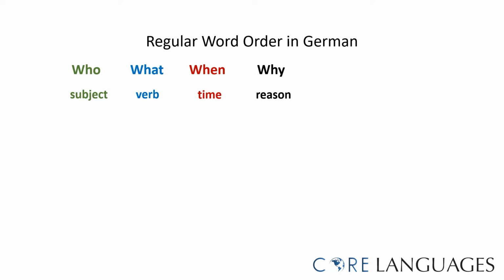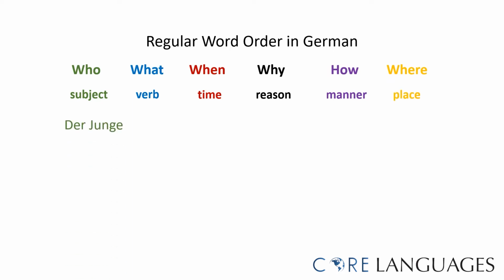In order to form a sentence in regular word order in German, we need to remember where these different elements go in a sentence. We would typically start with the who, or the subject of the sentence, followed by the what, or the verb. The when tells us about the time. The why tells us about the reason. The how tells us about the manner. And the where tells us about the place.